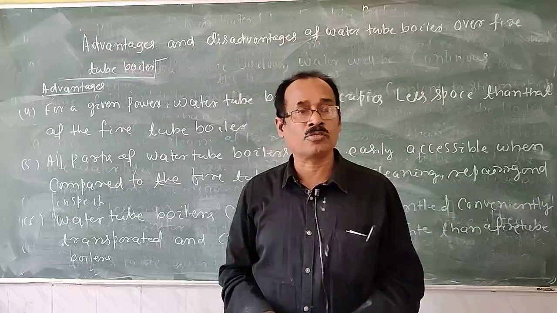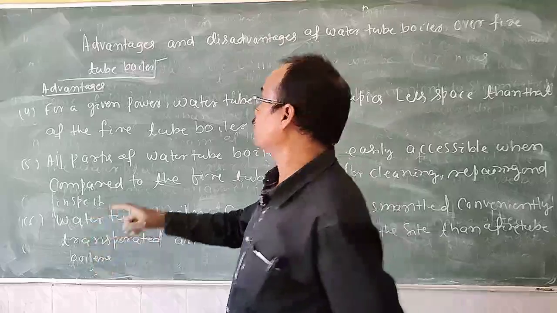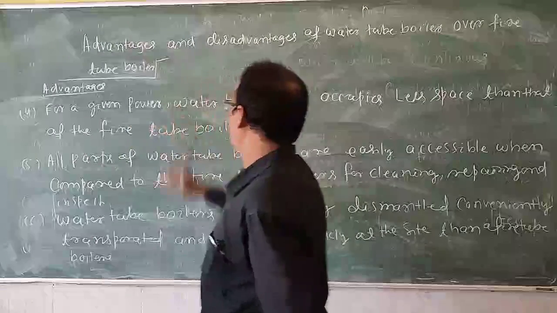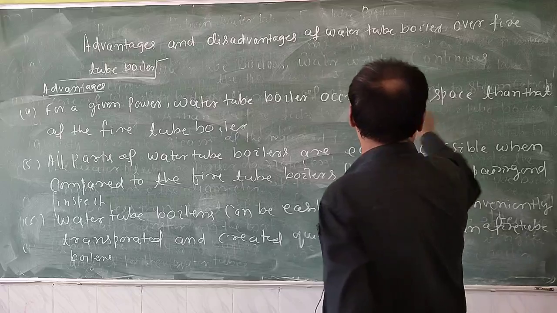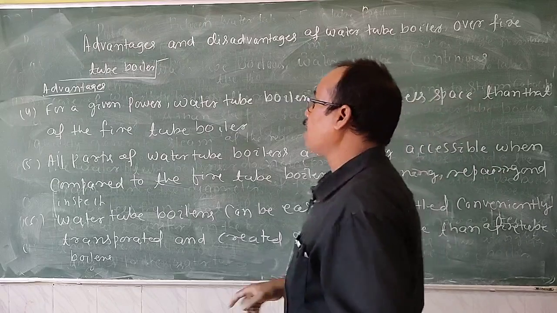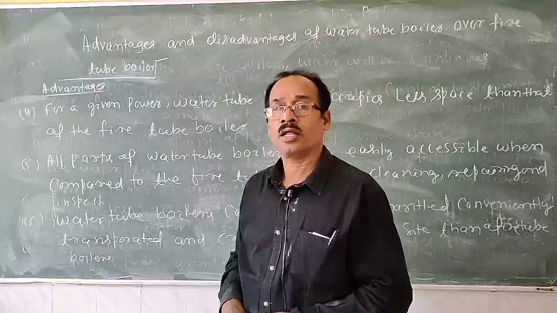Advantages of water tube boiler against fire tube boiler. Fourth one is, for a given power, a water tube boiler occupies less space than the fire tube boiler.